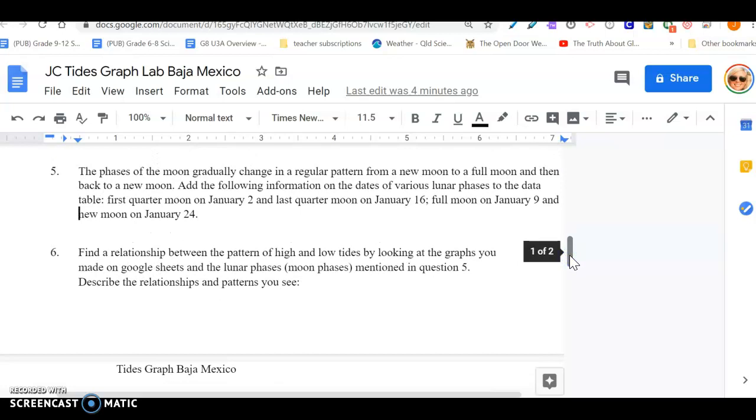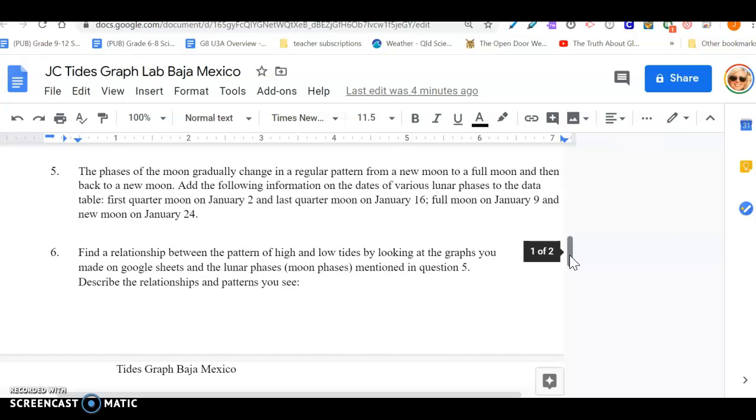So number 5, the phases of the moon gradually change in a regular pattern from a new moon to a full moon, and then back to a new moon. And you probably have learned, I know some of you did with Mr. Altavia, the 8 phases of the moon.